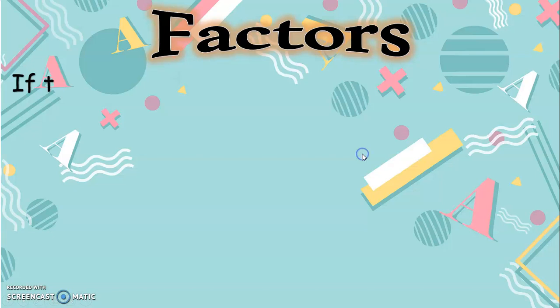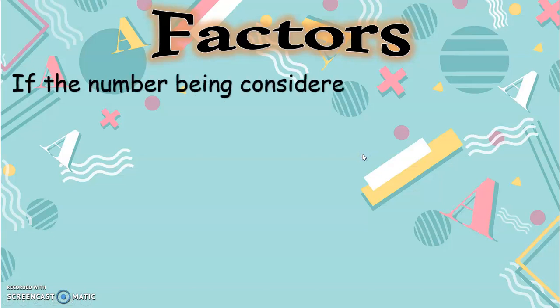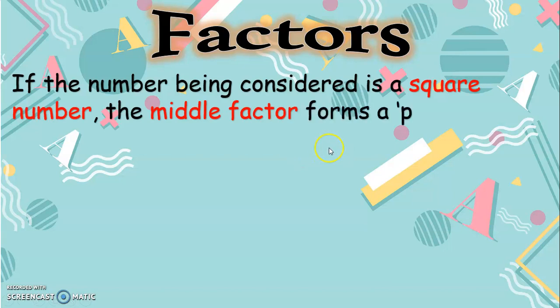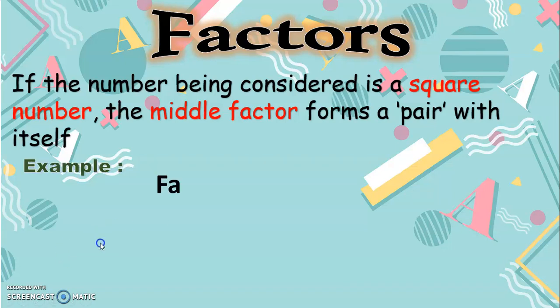Now, what if the number being considered is a square number? The middle factor forms a pair with itself. So a square number like 9: the square root of 9 is 3, since 3 squared is 9. Okay. The next example is the factors of 64. Let us see the pairs of factors of 64, because 64 is a square number.